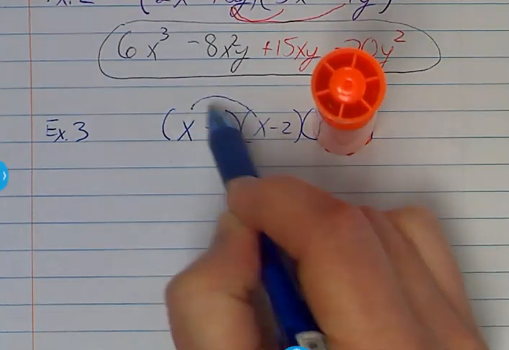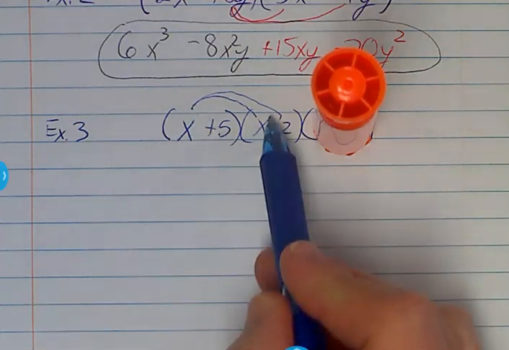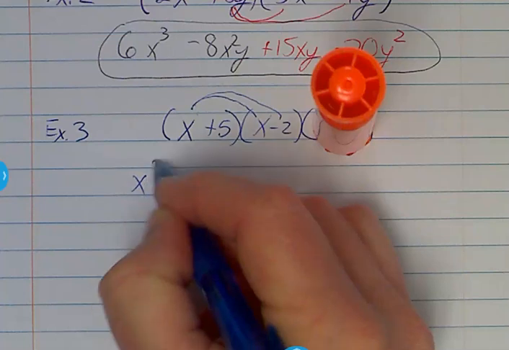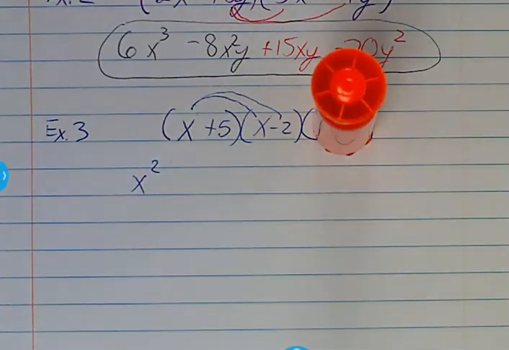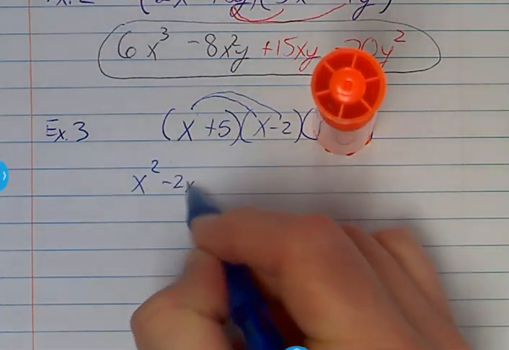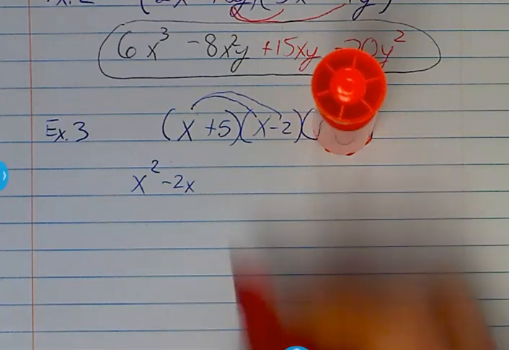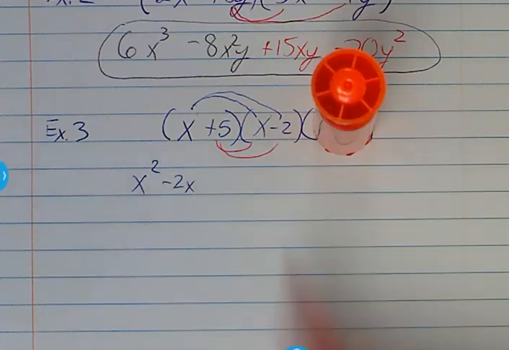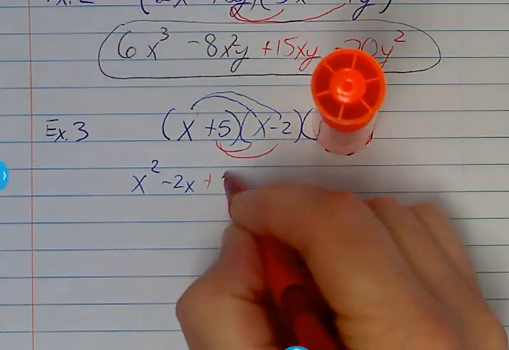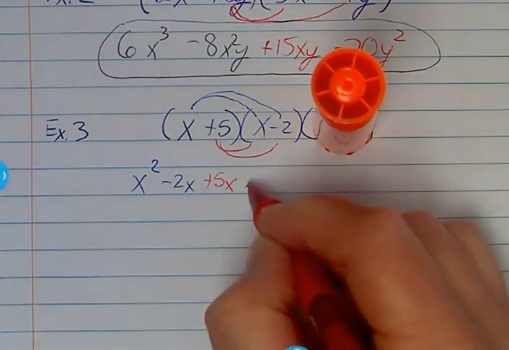Okay, so we've got x times x, and then x times negative 2. So if you do x to the first power times x to the first power, you get x to the second power. When you do x times negative 2, it's just negative 2x. Okay, and with the 5, you've got 5 times x, so that's plus 5x. You've got 5 times negative 2, so that would be negative 10.